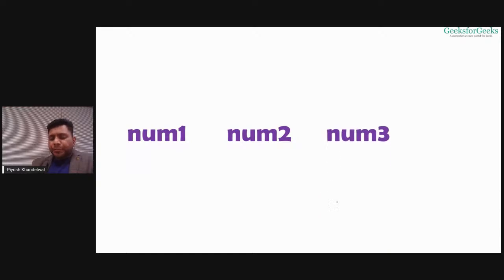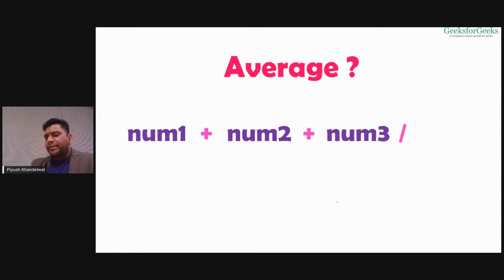But before that, you need to tell me: suppose I was given three numbers, num1, num2, and num3, and I want to compute the average of these three numbers. So how do we do it? I simply perform the sum and divide the sum by 3, right? This is how we do it. Now I'm assuming this is an expression: num1 plus num2 plus num3 divided by 3. I assume that this will compute the average of these three numbers, num1, num2, num3.